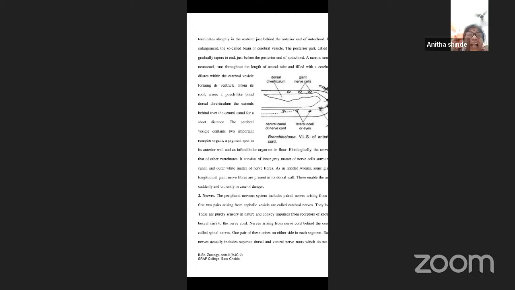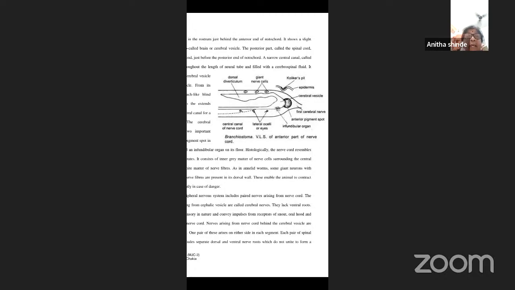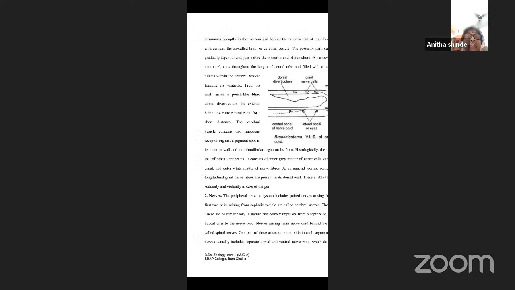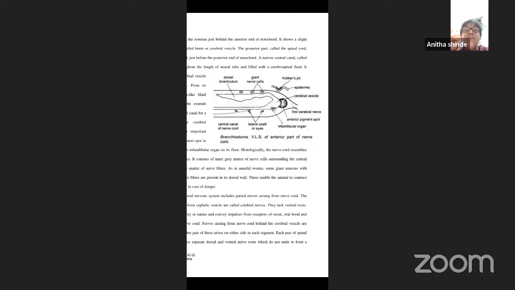The cerebral vesicle contains two important organs: a pigment spot in the anterior wall and an infundibular organ on its floor. Histologically, the nerve cord resembles that of the vertebrates. It consists of an inner gray matter of nerve cells surrounding the central canal and an outer white matter of nerve fibers. That is how the nervous system of the branchiostoma looks. So this is the VLS of the anterior part of the nerve cord.